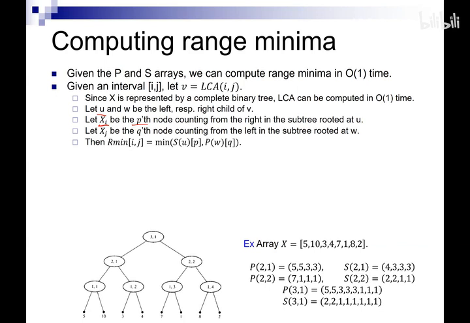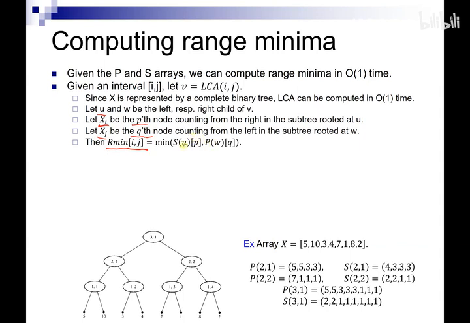On the other hand, for the x j, we're going to look for that in the W child, so that's the right child of V. For this right child, we're going to count from the left, and we're going to count q nodes until we get to x j. Then the claim is that the minimum value in this interval from i to j is going to be the minimum between these two values.